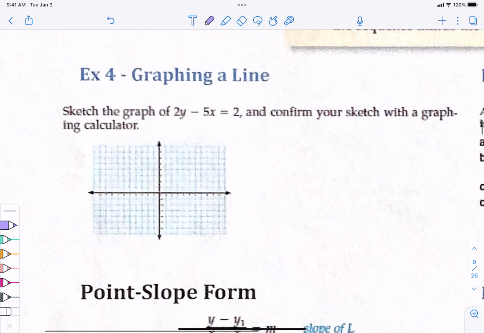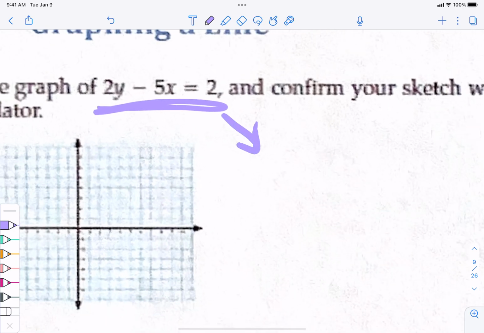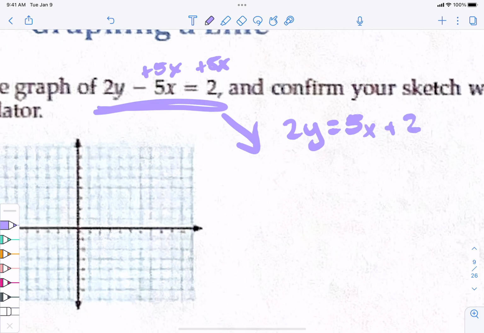Example 4, sketch the graph and confirm your sketch with a graphing calculator. We're probably going to skip that part. We're just going to sketch it because it's just easy to sketch. But I can't sketch it the way that it is right now. Add 5x to both sides. Okay, I'm going to solve for y. So 2y equals 5x plus 2. And then divide by 2. y equals 5 over 2 x plus 1.